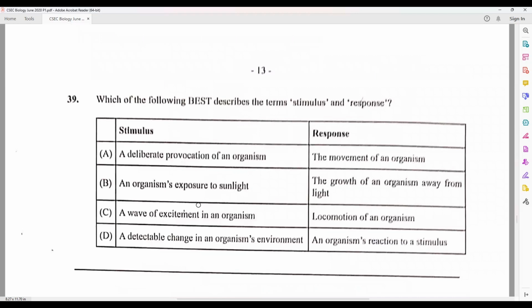Which of the following best describes the term stimulus and response? Stimulus is a change in the environment, and a response is the reaction to the change or the reaction to the stimulus, which puts the best answer at D.